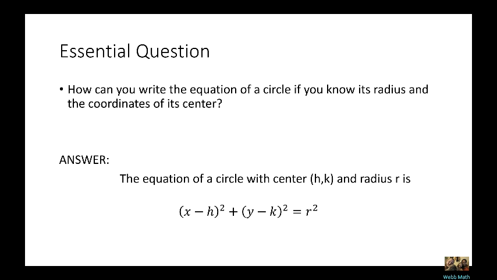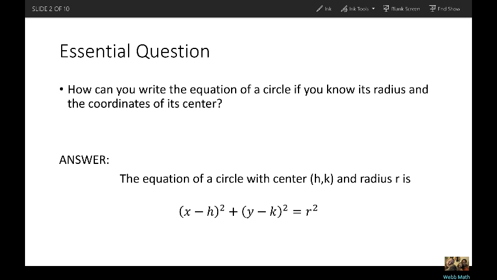Well, the answer: the equation of a circle with a center h comma k and a radius r is x minus h squared plus y minus k squared equals the radius squared. So basically what's going on here is you have a graph of a circle, okay? Your center is given by a coordinate, and then they tell you what the radius is.